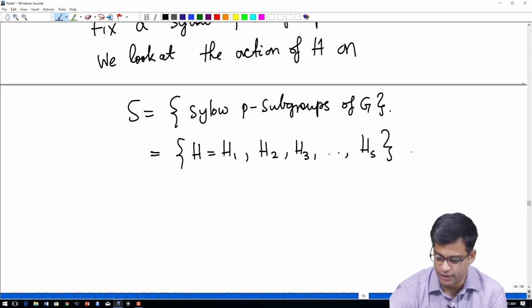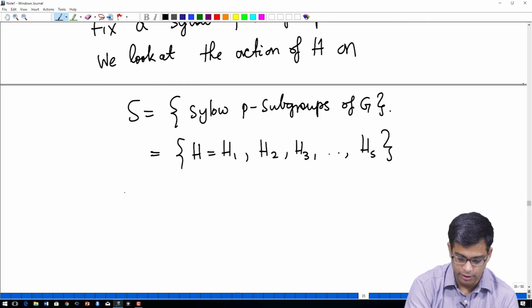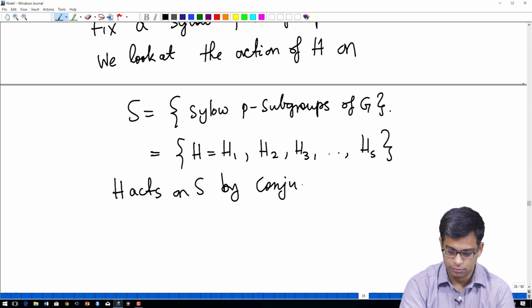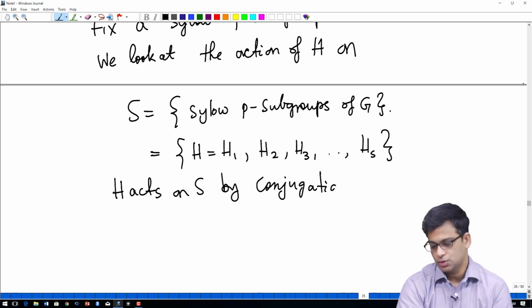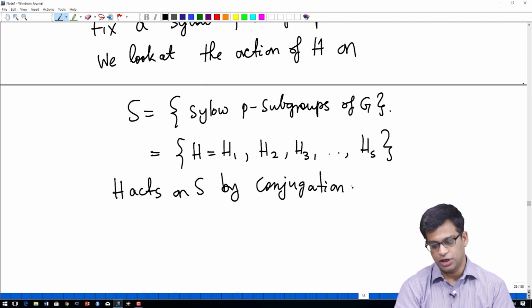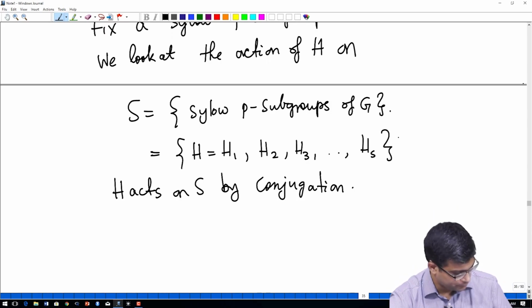Small s is the number of elements of capital S. So, we look at H acting on S by conjugation. The only difference from the first part is, instead of looking at the action of G on S by conjugation, we look at the action of H on S by conjugation.